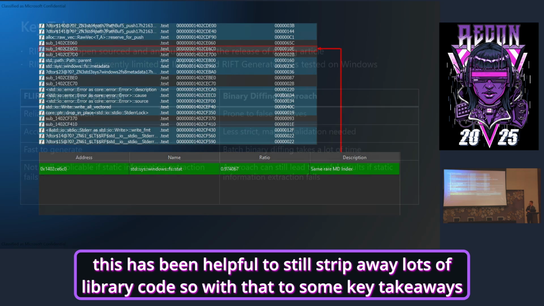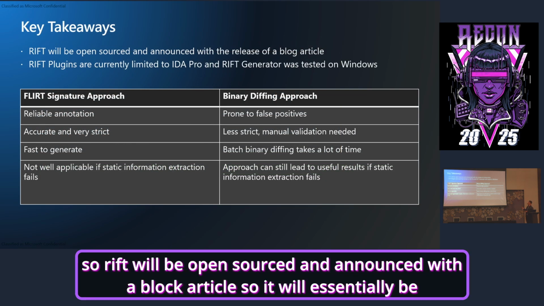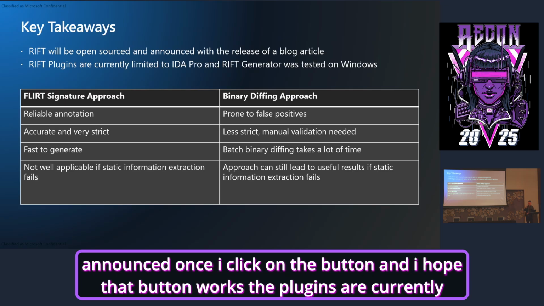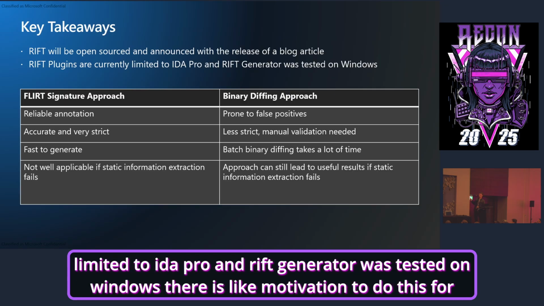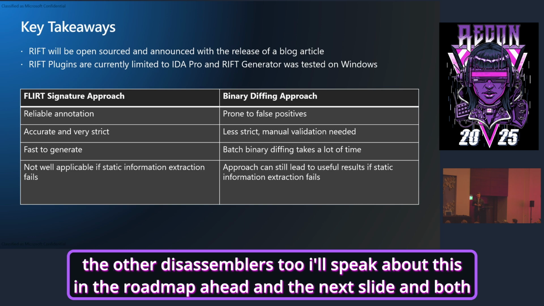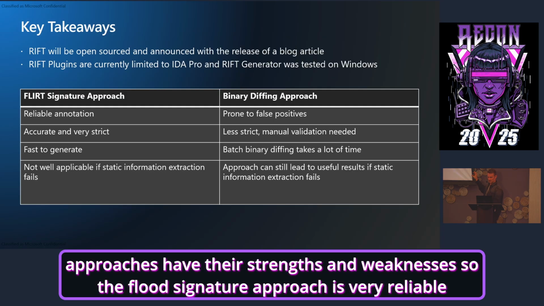So with that, to some key takeaways. Rift will be open sourced and announced with a blog article. It will essentially be announced once I click on the button, and I hope that button works. The plugins are currently limited to IDA Pro, and Rift Generator was tested on Windows. There is motivation to do this for the other disassemblers too. I'll speak about this in the roadmap in the next slide. Both approaches have their strengths and weaknesses.